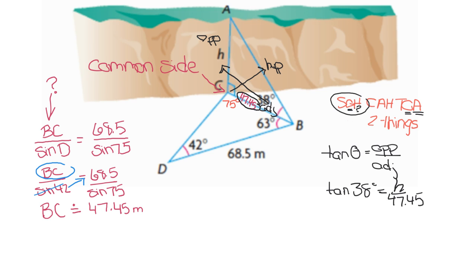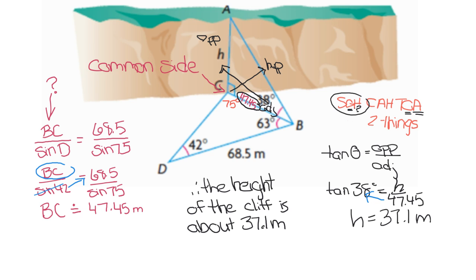So here we're going to multiply these two together. We're going to multiply this number 47.45 up. So multiply those two numbers together. And then you should have h isolated. You get h equals 37.1 meters. And when we have a word problem, we always need a sentence after. So you'd write therefore the height of the cliff is about 37.1 meters.